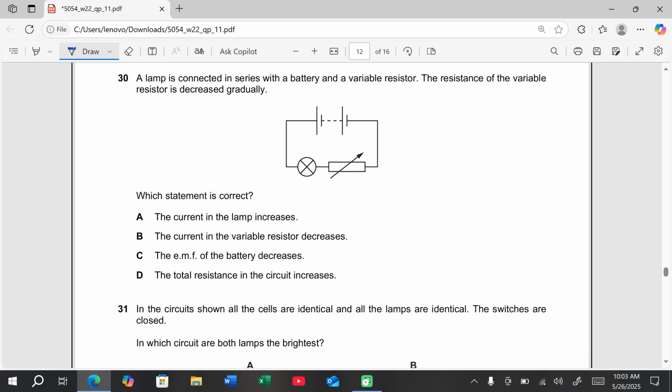The lamp is connected in series with the battery and a variable resistor. The resistance of the variable resistor is decreased gradually. Which statement is correct? The current in the lamp increases. Yes, the current in the lamp increases because if this is decreasing gradually, it means the overall resistance also decreases, so the current increases.